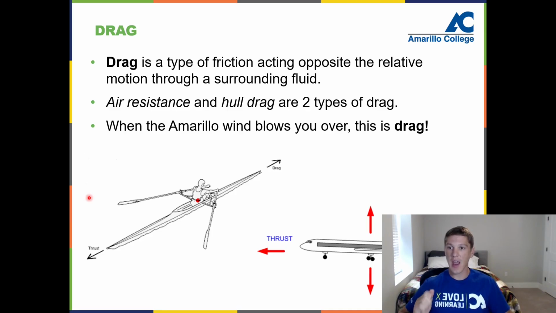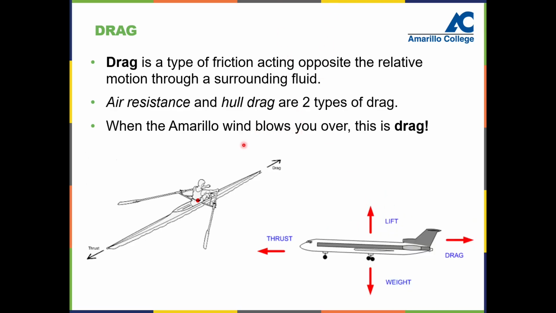The first one is going to be air resistance, which I'm going to come back to in a second, and the other one is going to be hull drag. Hull drag, of course, is a boat. As a boat travels through the water, all that contact area between the hull of the boat and the water exerts a drag force as the boat tries to move through the water. The one we're going to focus on for this section is air resistance, which is the same sort of thing, but it's the drag that happens when a solid body moves through the air.